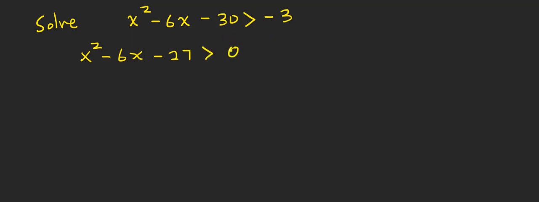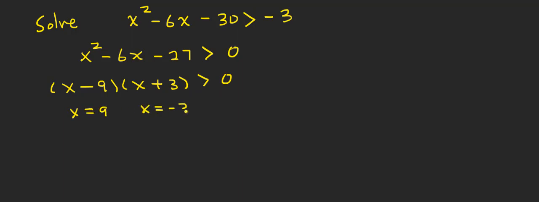So these two are still equivalent. Now, is this factorable? Yes, it is. So (x minus 9)(x plus 3) is greater than 0. Now, when you solve this, pretending that this is equal to 0, you get x equals 9, and you get x equals negative 3. Now, these two are important because they will help us to find the solution.